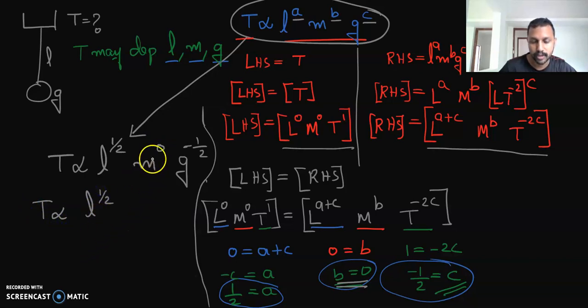M raised to 0. Any number raised to 0 is 1. Therefore M raised to 0 is 1. No need of writing the 1 over here. And G raised to minus 1 by 2, I am writing it as 1 by G raised to 1 by 2. This G raised to minus 1 by 2 can be written as G raised to 1 by 2 in the denominator.